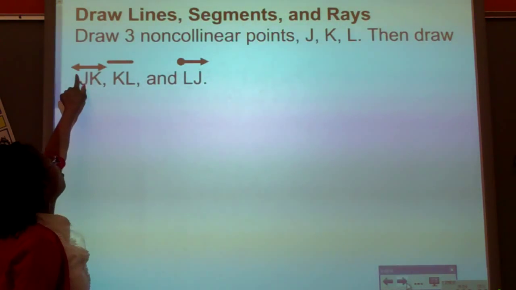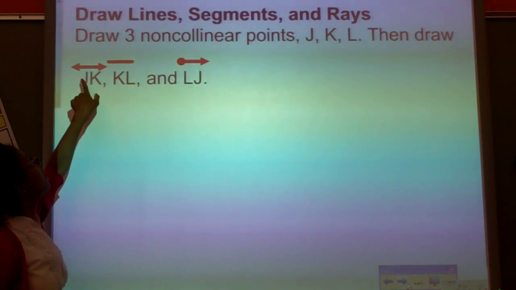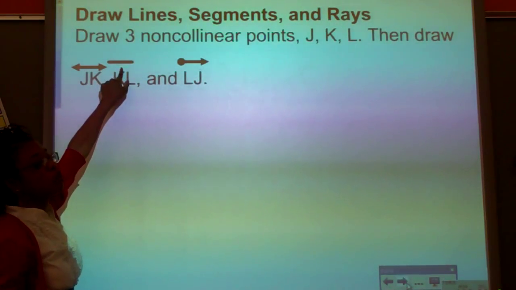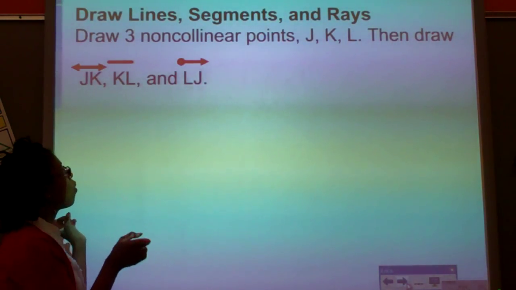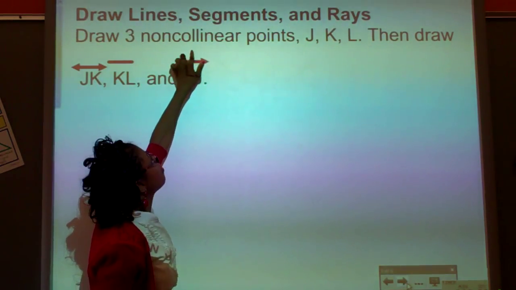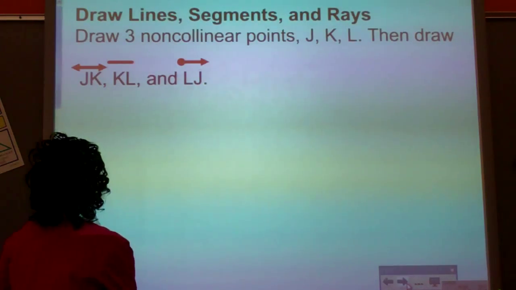Then draw, what does this mean with the 2 arrowheads? Line JK. Then you need to draw a segment. This one means segment. It's cut. It doesn't go on forever. Segment KL. And it says draw also, this symbol means a ray. Ray LJ. So let's go ahead and try drawing these.